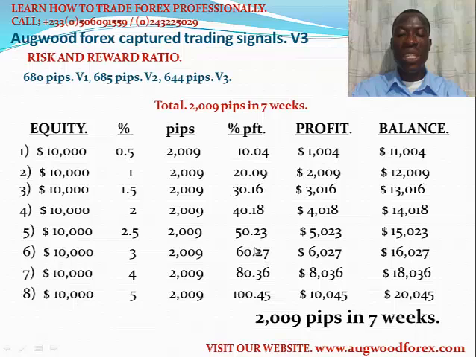accumulatively, 60% profit so far. And if you were trading 4% per trade, accumulatively your account would have been reading 80% now. And if you are trading this high risk of 5% per trade, you would have made 100.4%, which is represented by $10,045. So your total balance will now be standing at $20,045. This is Forex trading.